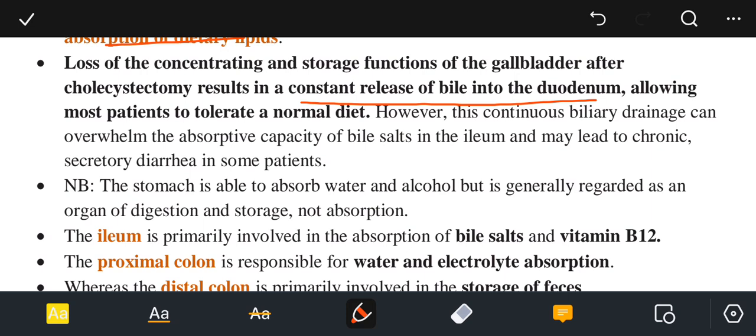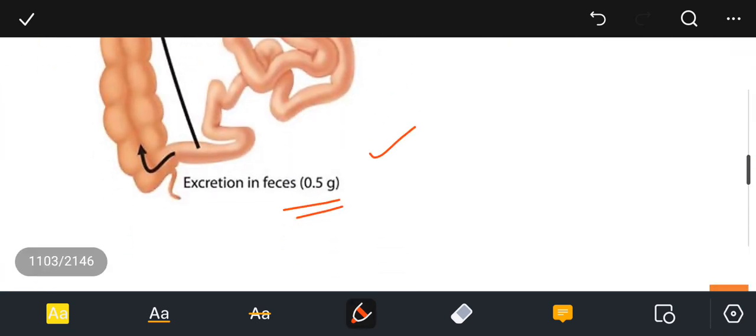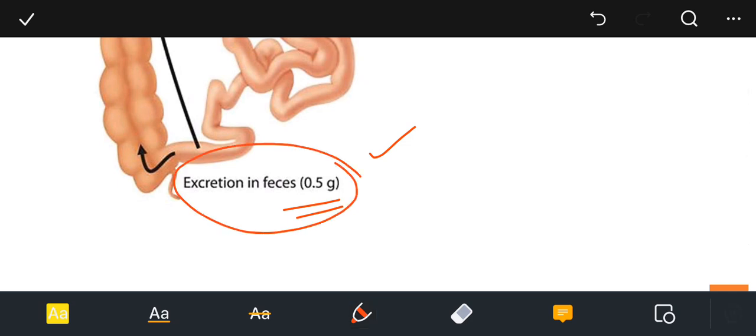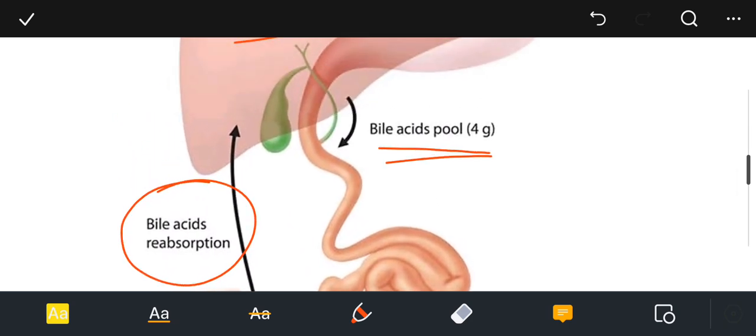However, the continuous biliary drainage can overwhelm the absorptive capacity of the bile salts in the ileum and may lead to chronic secretory diarrhea in some patients. Of the bile that is being released, only 0.5 grams per day is being excreted in the stool. The rest of that is being reabsorbed. But if there is no gallbladder, there is a continuous surge of that bile into the duodenum, and that overwhelms the absorptive capacity.